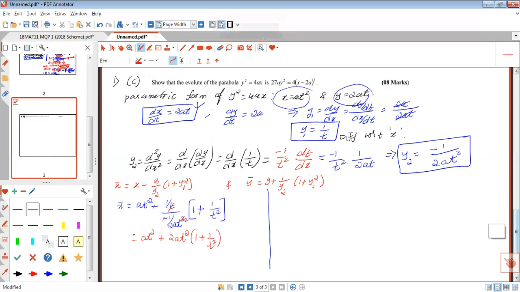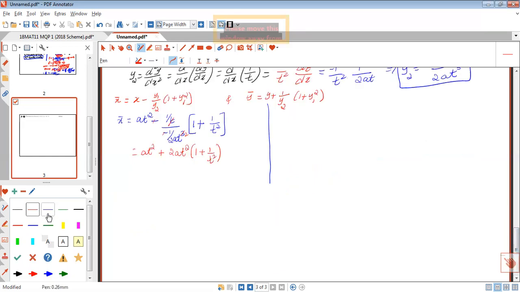Further, that is at square plus 2at square into 1 plus 2at square divided by t square gets cancelled. So answer is x bar value is 2at square plus at square, that is 3 times at square plus 2a is the value of x bar.